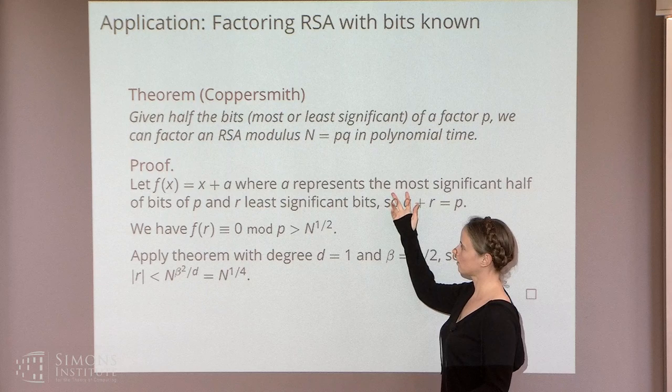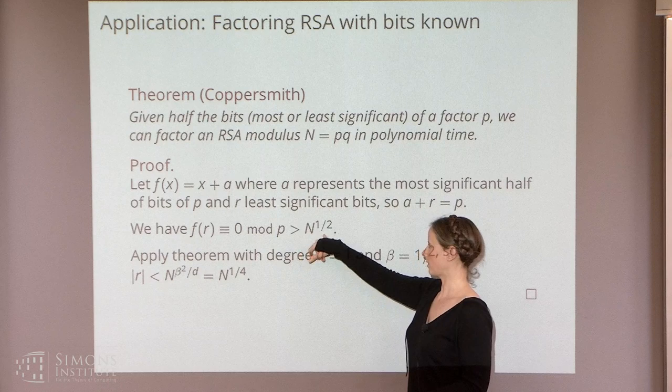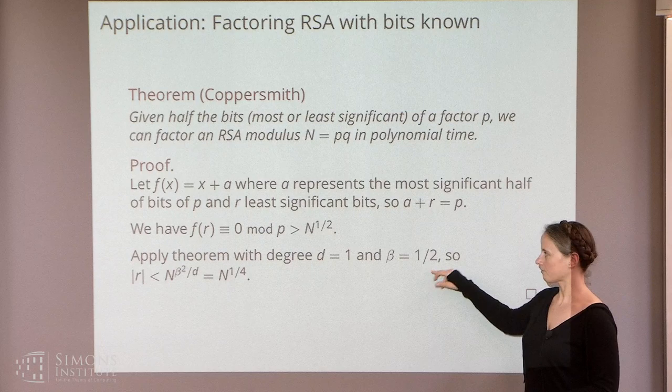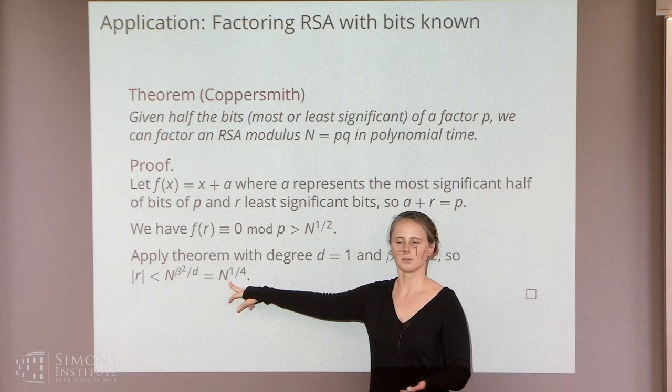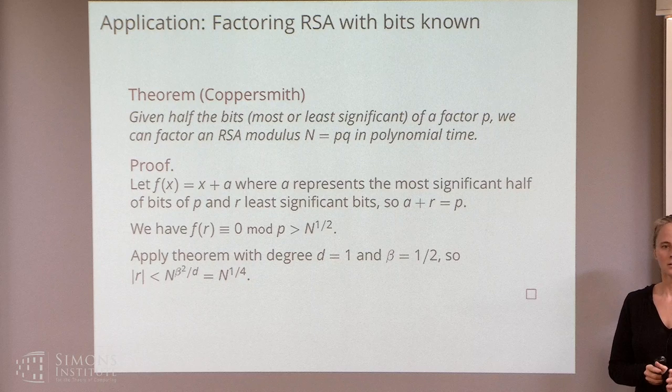Say p is the larger of the two factors, so it's bounded by n to the 1/2. We're applying the theorem from before with degree d equals 1 and beta equals 1/2. This should be able to find roots that are less than n to the beta squared over d, which is n to the 1/4, which is exactly half of the length of p. So this is polynomial time, and this is also not heuristic.